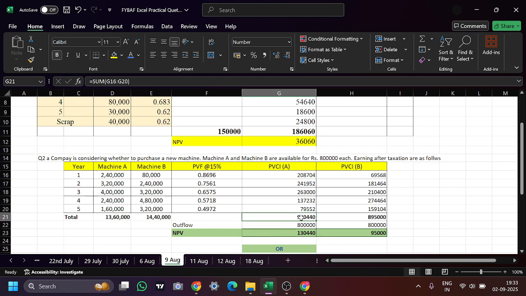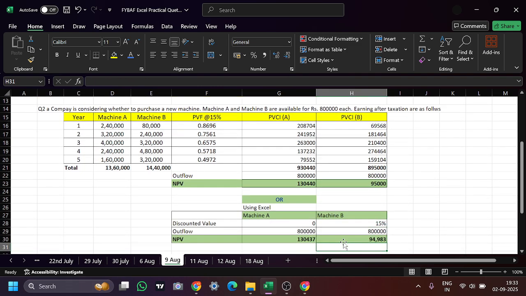Inflow minus outflow. With this you will get the value of the NPV, and the value of the NPV is highest for machine B, and machine B should be accepted, and machine A should be rejected.